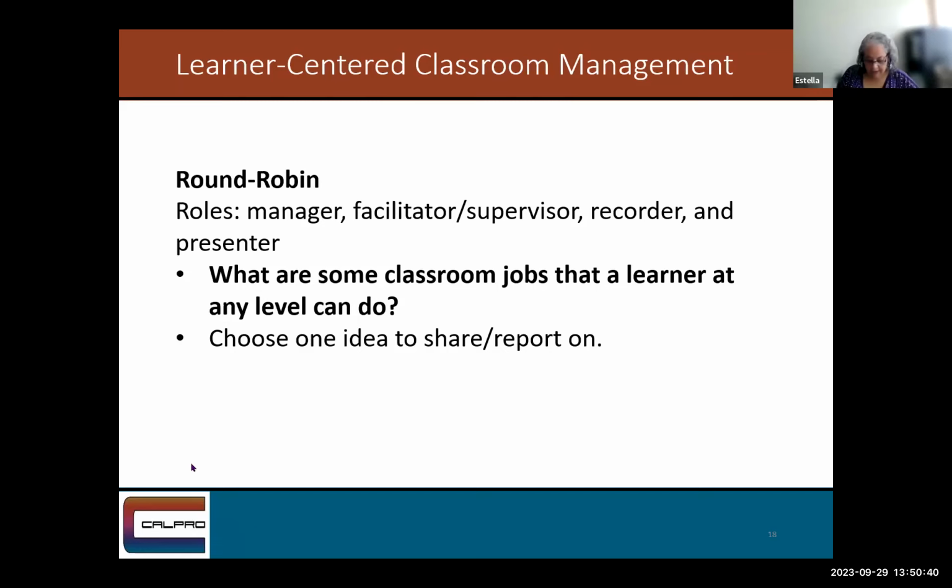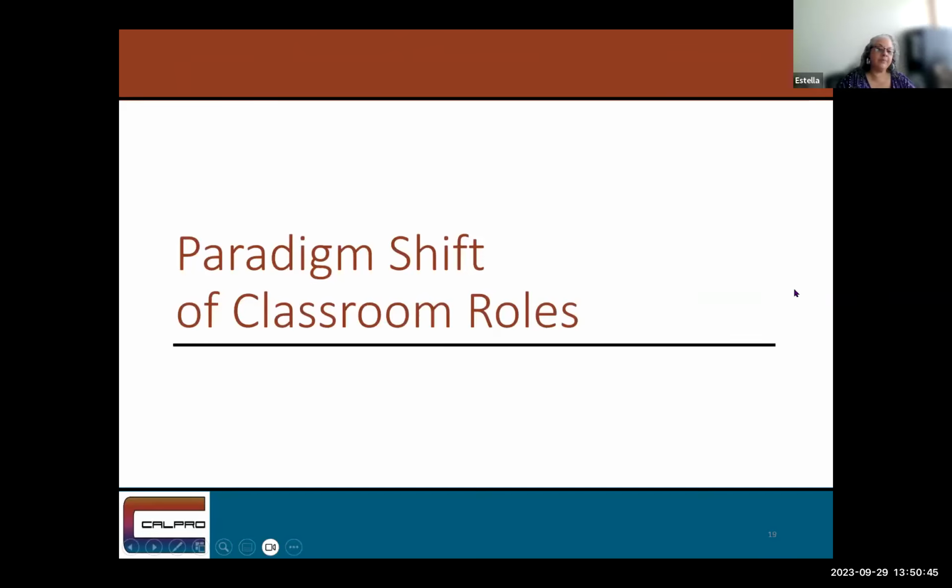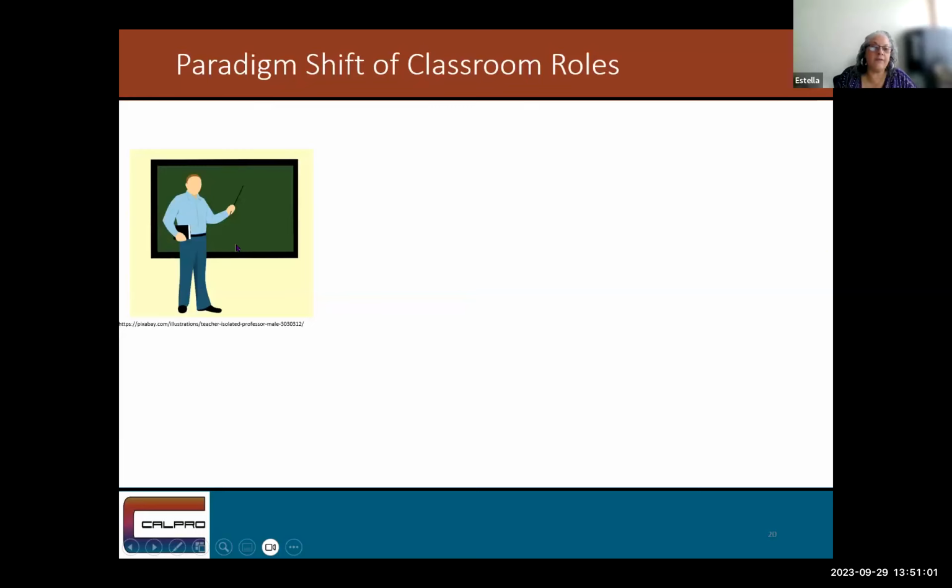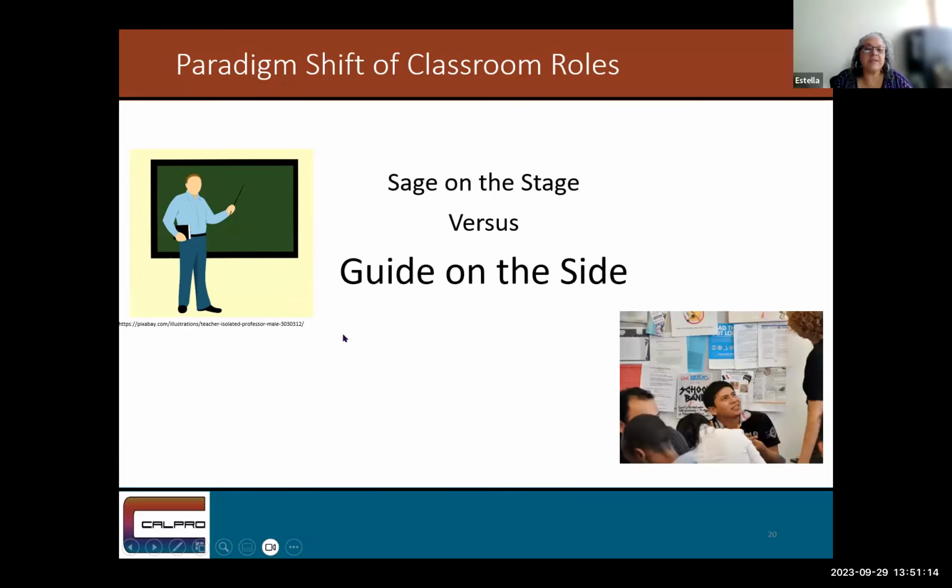Okay, so I want to make sure we stay on time, so I'm going to move ahead to the paradigm shift. Successful multi-level instruction may entail a paradigm shift of classroom roles of the instructor and the learners. Let's explore that paradigm shift now. So perhaps you're familiar with the sage on the stage. The role of the instructor may become more of a facilitator of instruction, a guide on the side versus the sage on the stage. What's the difference between the two?